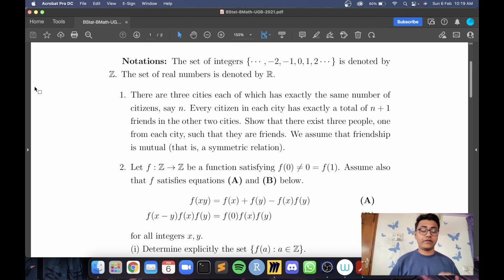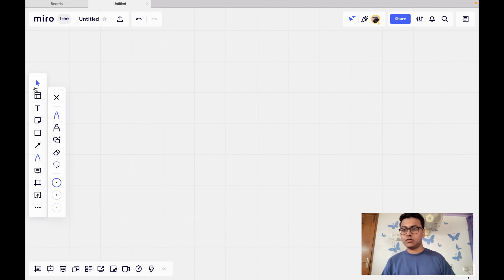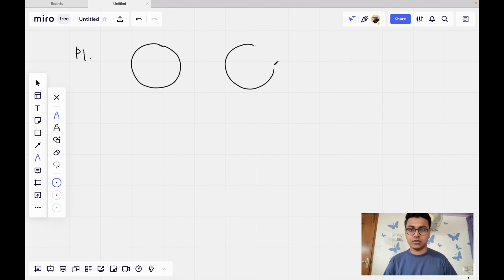We are told to assume that friendship is mutual, which means that, say there are 2 citizens A and B. So if A is a friend of B, it is given that B is also a friend of A. This is P1. Say these are the 3 cities, City 1, City 2, and City 3. We'll call these as C1, C2, and C3.